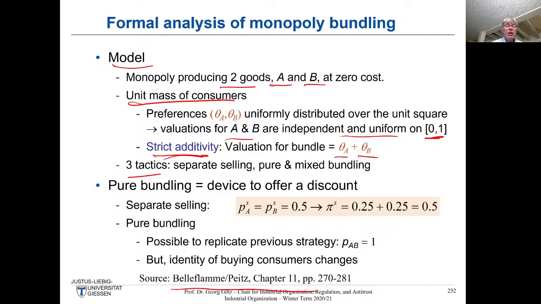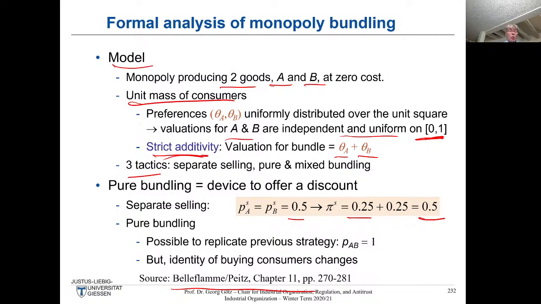And the pure bundling, you will see, is a device to offer a discount. Separate selling is rather straightforward because here, if it's from 0 to 1, this is just a linear demand curve. P is 1 minus Q. And what we immediately know is that the monopoly price would be just 1/2 if we sell it separately. It would be 1/2 for product A and 1/2 for product B. Given marginal cost of 0, if we sell at the price of 1/2, demand will be 1/2, so revenue will be 0.25. And we have 2 different products, so total profit will be 0.5, 2 times 0.25.